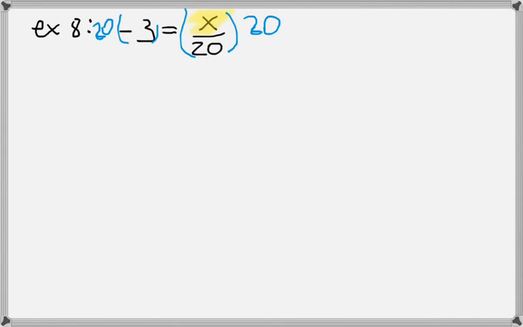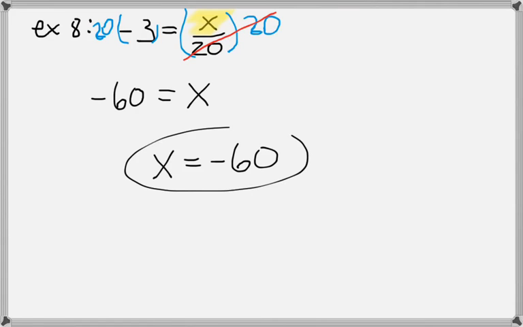So 20 times negative 3 is negative 60. Negative 60 is equal to x divided by 20 times 20, so our 20 divided by 20 is going to cancel out, leaving us with our x. So we have our final answer of x is equal to negative 60.